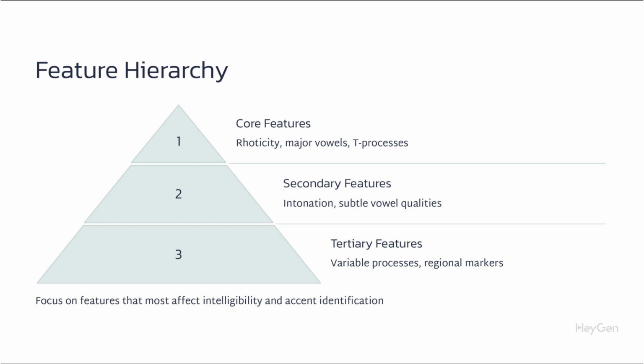Not all accent features are equally important. Core features like rhoticity patterns and major vowel processes most significantly affect accent identification and intelligibility. Secondary features contribute to authenticity but may be less critical for basic communication. Focus your learning energy on features that most impact successful communication.